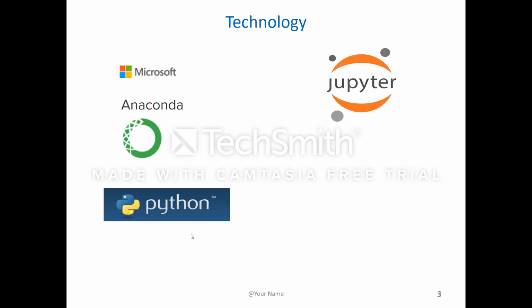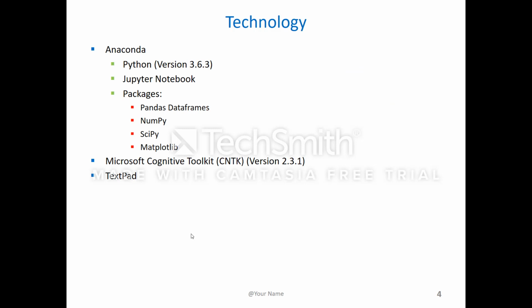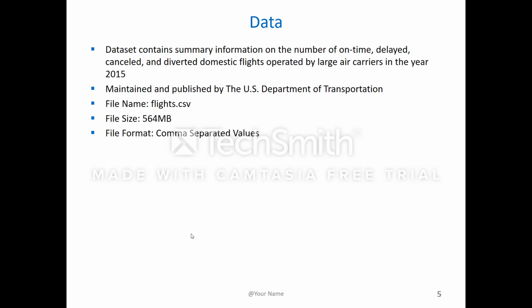And to do this, we're going to be using Microsoft Cognitive Toolkit along with Python version 3.6.3. And I'm using the Anaconda platform to develop in Python just because it's so convenient using Jupyter Notebook, and the packages that I'm using are Pandas, data frames, NumPy, SciPy, Matplotlib. And I also used TextPad to manipulate some of the data that I had downloaded.